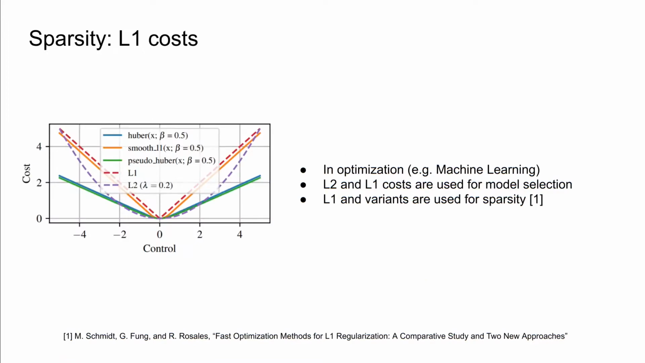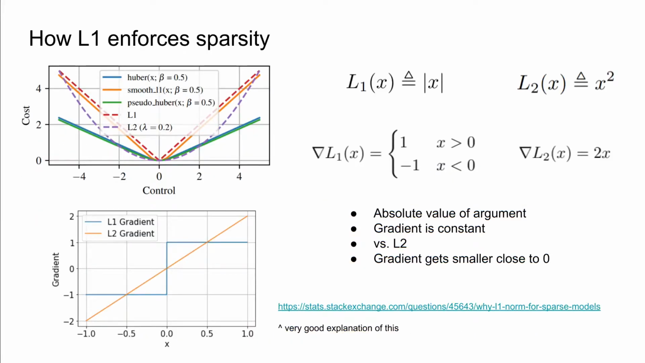Sparse models are used commonly in machine learning, where they are used for model selection. There, L2 and L1 costs are added to the cost function, where L2 is used to penalize large weights, and L1 specifically is used to induce sparsity. Here we show what L1 and L2 look like. L1 is defined as the absolute value of its argument, whereas L2 is the square of its argument.